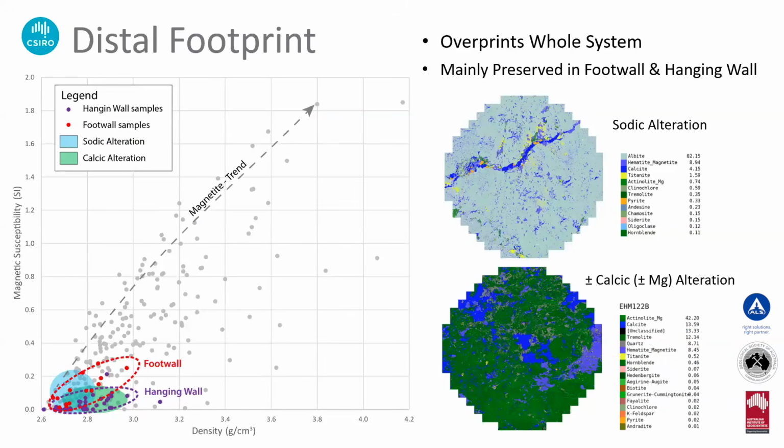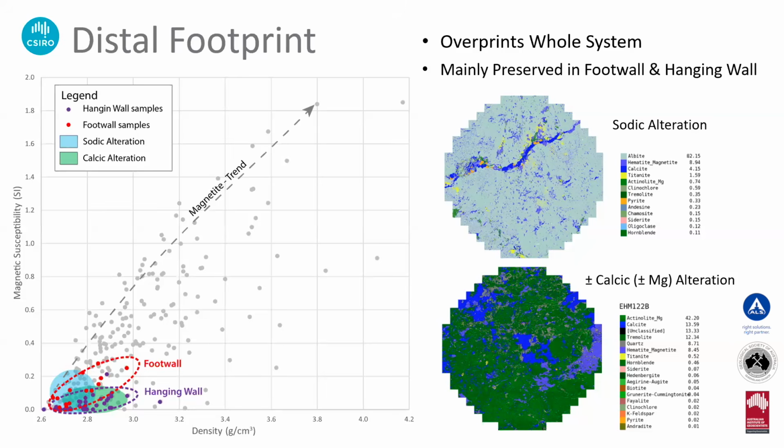So here's a plot, and I'll show a few of these, a plot of susceptibility versus density. I've showed a few before without explaining that, sorry. And I've got some TIMA images over here. So these are SEM images where we're mapping different minerals. This one here is basically sodic alteration. It's about 80% albite, with titanite and magnetite. This is pretty much everywhere in Cloncurry. It doesn't always have the magnetite associated with it, but it's very regional and pervasive.